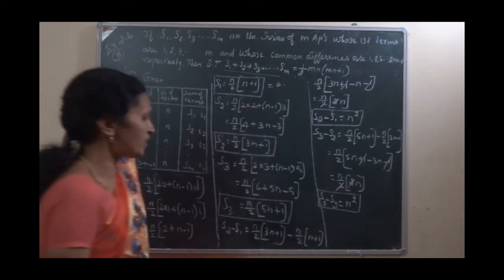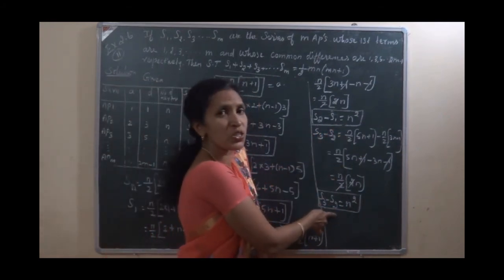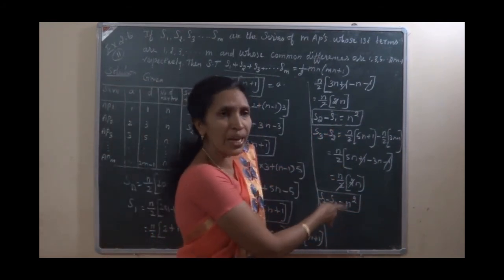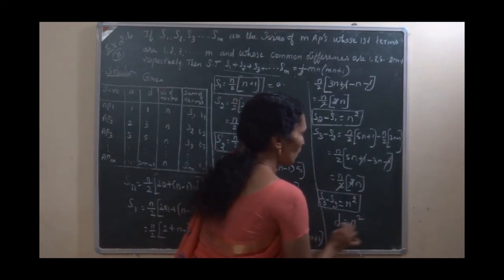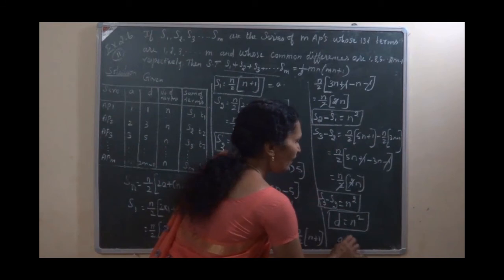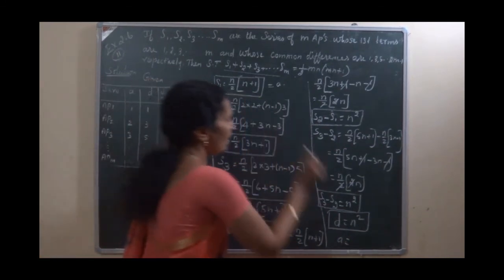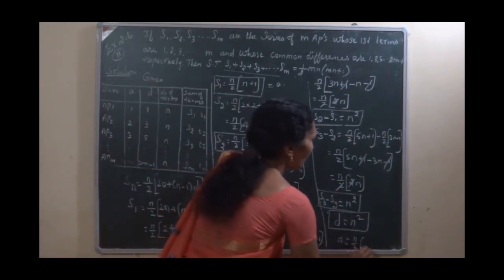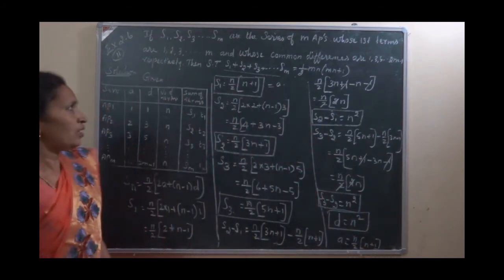Here S2 minus S1 is also n square, and S3 minus S2 is also n square. So clearly we know the value of D is n square. What's the value of A? First term, S1 value. What's the value of S1? n by 2 into n plus 1. Do you understand, students?